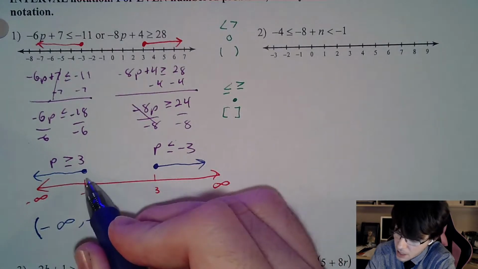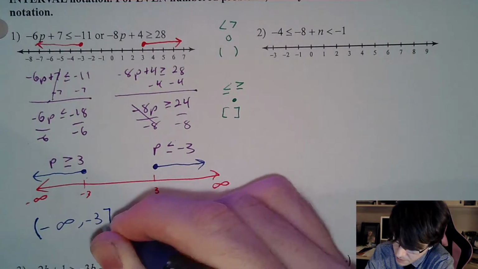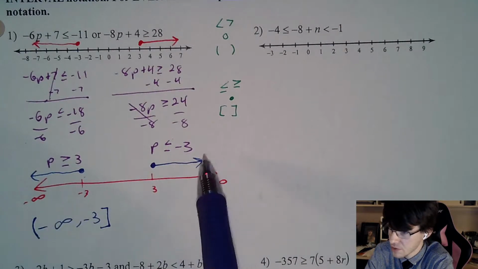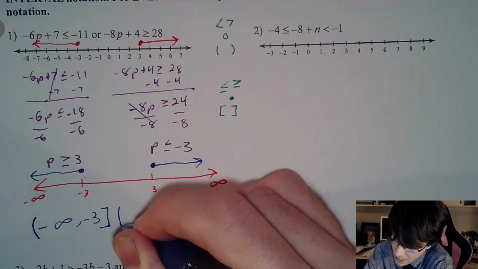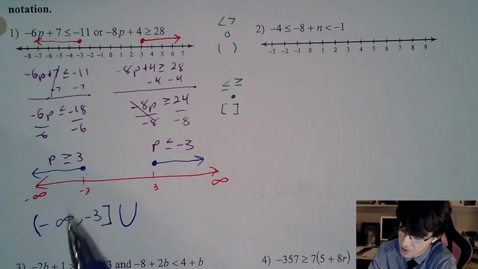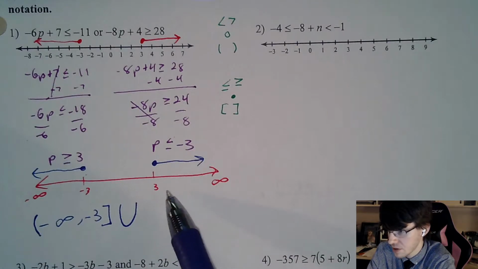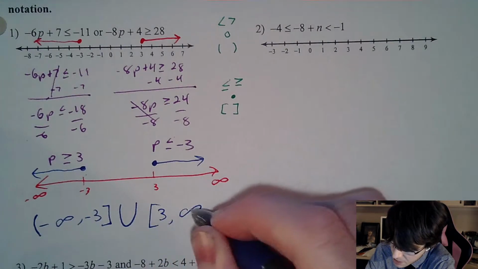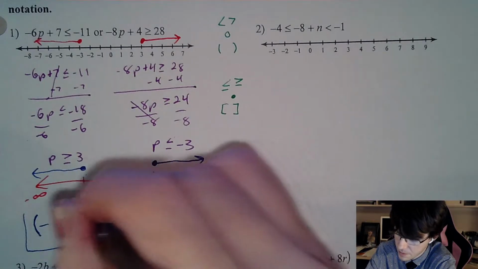And now filled in circle goes to the bracket, so it will be a bracket on that negative 3. So there's our first section of the answer. We also have another section. Whenever you have 2 sections of an answer, you have to put that big, huge union symbol, the union of 2 sets. The set of all numbers from negative infinity to negative 3, and the set of all numbers from 3 with that bracket to infinity with that parenthesis. And this is the answer that we want.